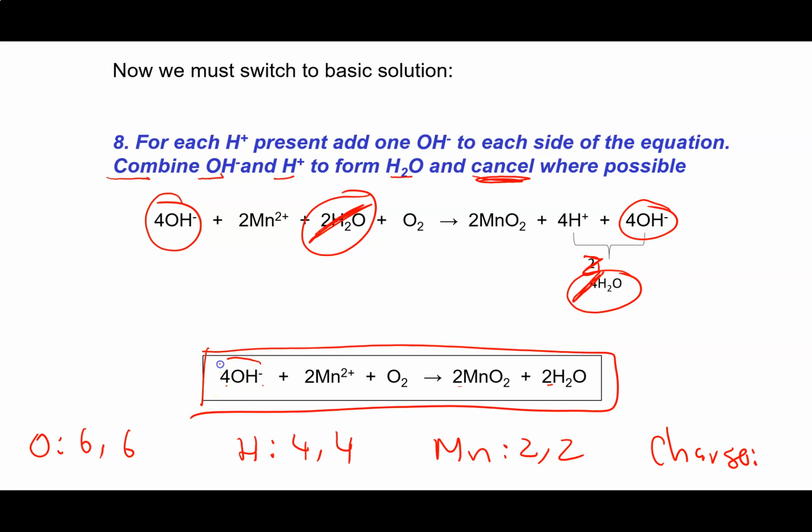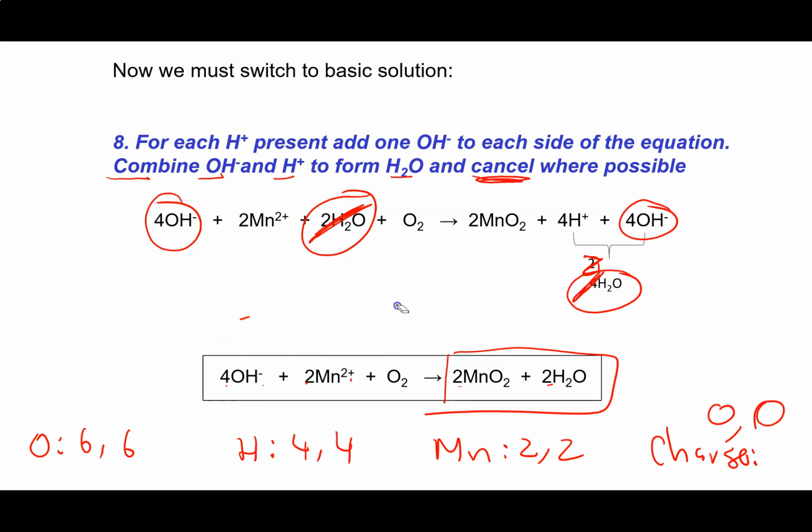I got 4 minus there on the left, and then 2 times 2 plus, I got 4 plus. So total charge on the left is 0. On the right hand side, there's nothing there that's got a charge, so that's also 0. So I finally got there. After my 8 steps, I was able to determine the balanced equation under basic conditions. So that's awesome.